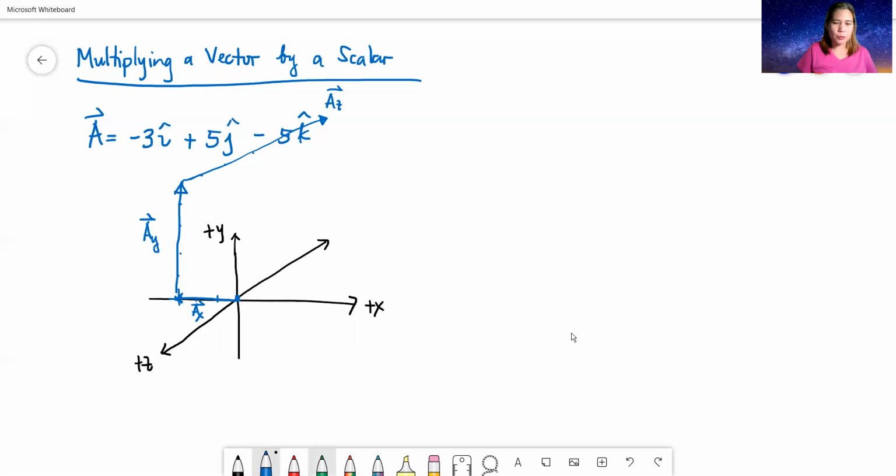And then let me use another color. Let's use red. From the origin, from the start to the end of your head-to-tail figure, this red arrow now is our vector A. So what if a scalar quantity is being multiplied to A?